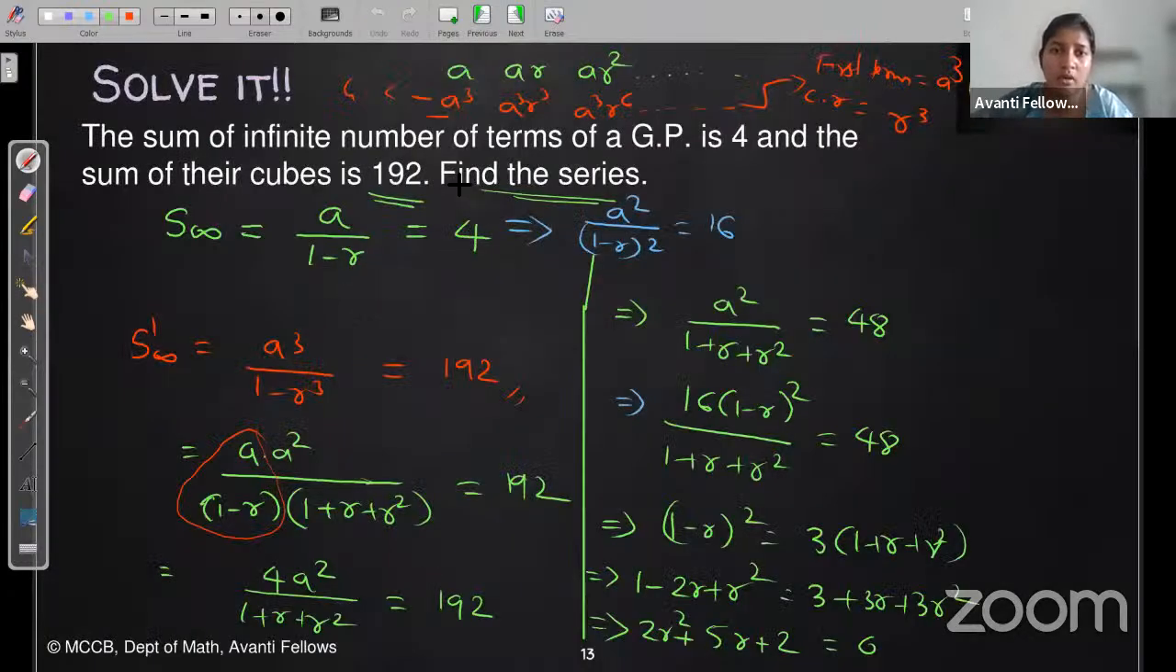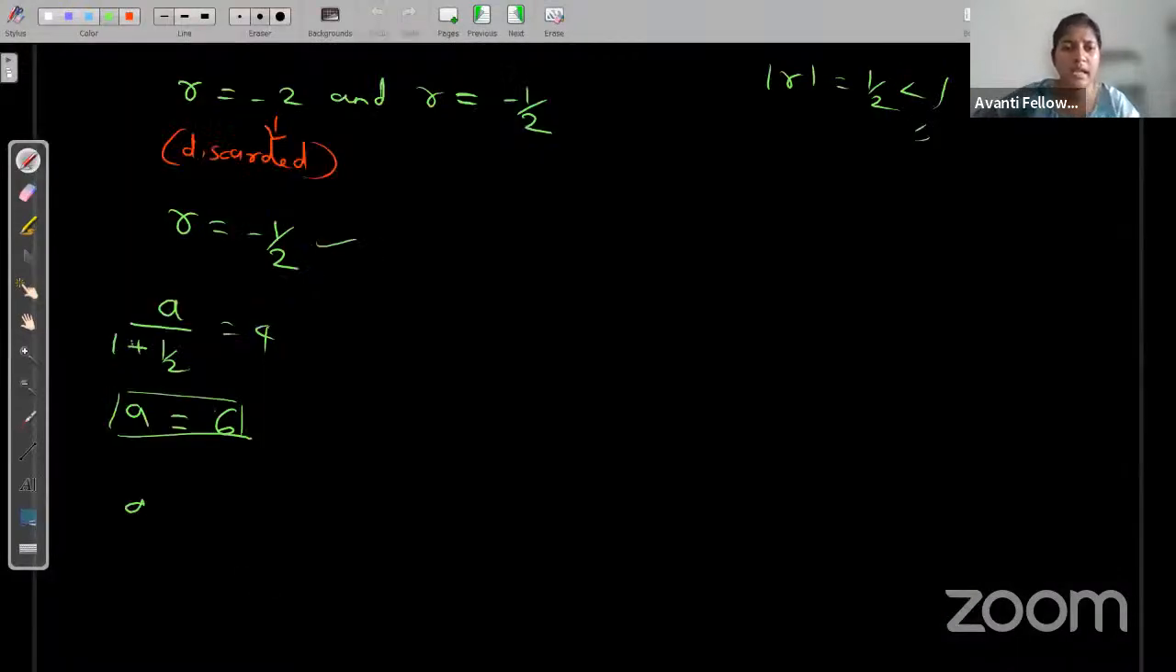So we found the a value and the r value. What was our question? Our question was to find the series. Now we can easily find the series, right? The series is nothing but a plus ar plus ar squared, ar cube, and so on. Just substitute the a value and r value, and find the series. Okay? Just try to solve it.